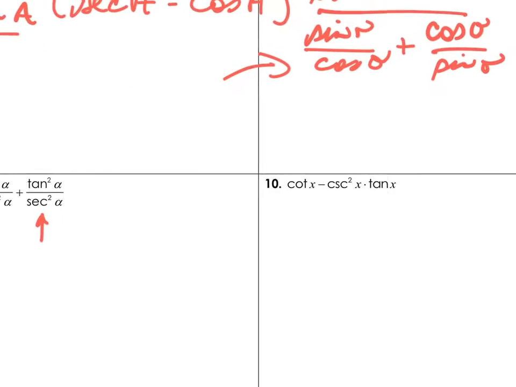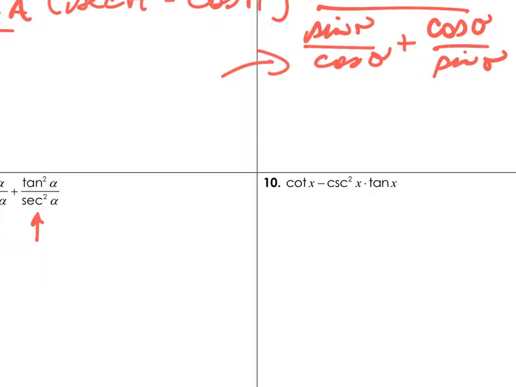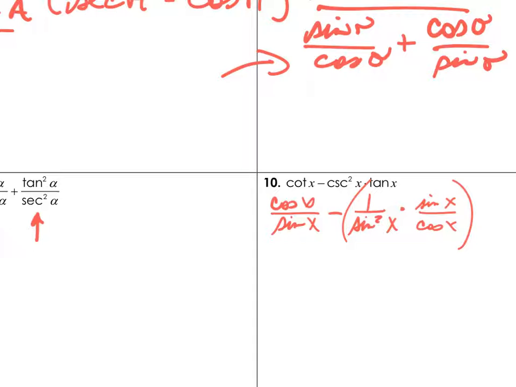This one right here. You can get that in terms of sine and cosine. What I mean is you can do cosine of x over sine of x minus 1 over sine squared of x times sine of x over cosine. Now you can cancel, because this part's multiplying, you can cancel multiplying, you just can't cancel adding and subtracting. So simplify that and find a common denominator.